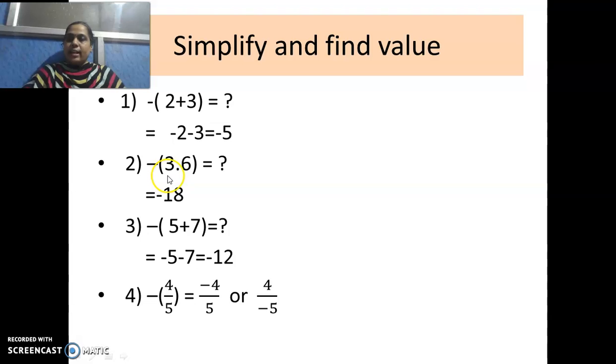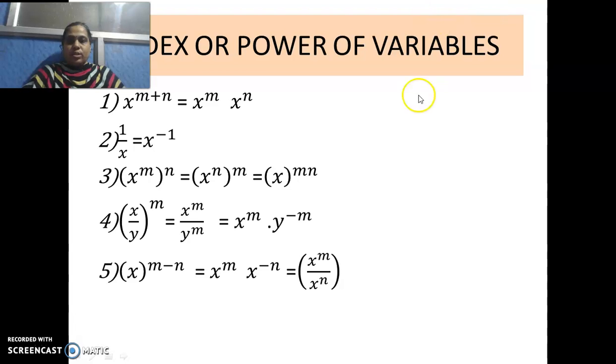Second one: the minus sign is outside the bracket and inside the bracket is 3 into 6. Obviously 6 threes are 18. We know the multiplication of both numbers, and minus is there, so I can write minus 18. If it is not possible, you can simplify it as minus 3 into minus 6. Third: minus in bracket 5 plus 7. So I can take minus 5 minus 7. Both signs will be changed, and we derive minus 12. Then 4 upon 5, that is a fraction number we introduce.